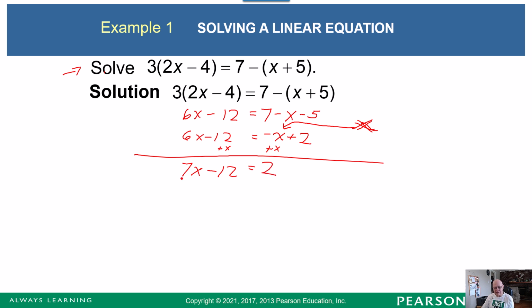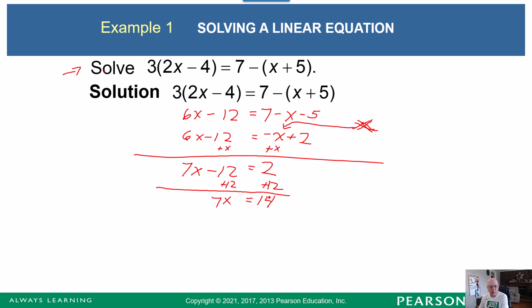Now that we've got all the x's on one side, we need to get the numbers on the opposite side. So to get rid of this -12, we'll add 12. So add 12 here, add 12 here. We know that that's going to give us an equivalent equation, or one that has the same solution set. So 7x minus 12 plus 12, these 12's give us 0. 7x plus 0 is just 7x. Looking good. And 2 plus 12, 14 of course.